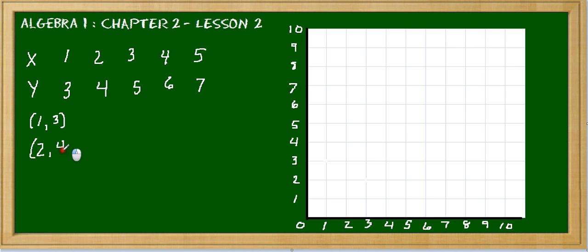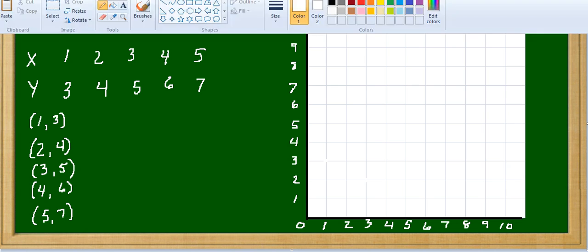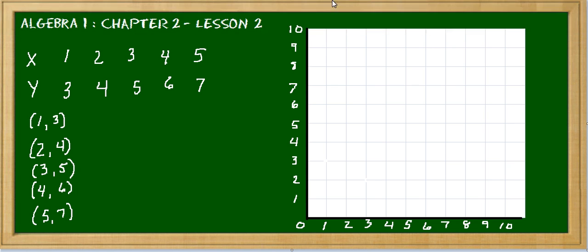So we had 2, 4, right? And we also had 3, 5, and we had 4, comma 6, and then our last one was 5, 7. Okay, so these are our 5 points. Now let me go get my black marker, and let's go ahead and start plotting.